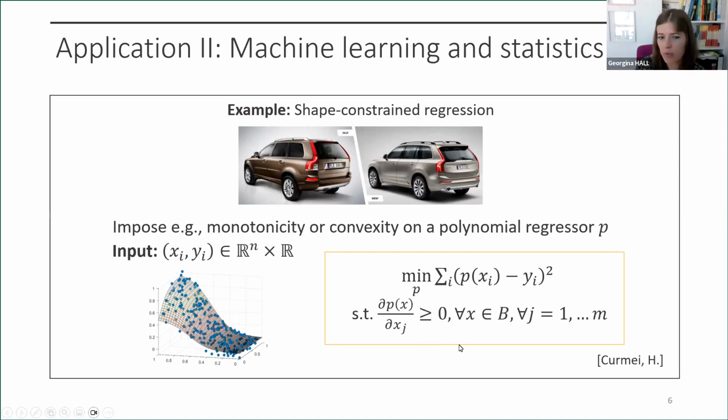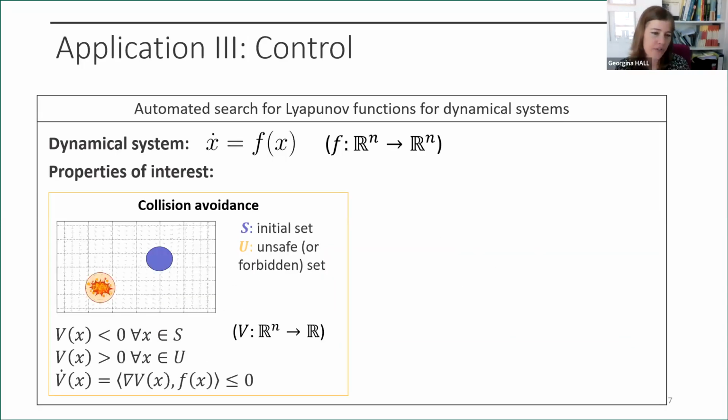So this kind of problem as well, shape-constrained regression, fits into this overall notion of non-negativity of the polynomial, optimizing over non-negative polynomials. That's my second application. And the third application I'm going to go over very quickly. So it's just in control.